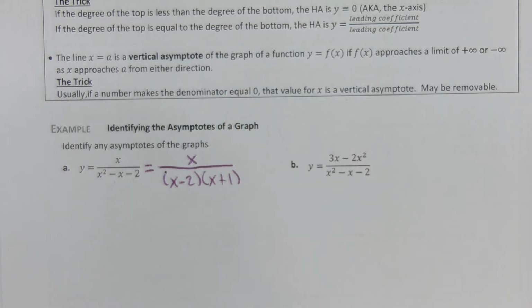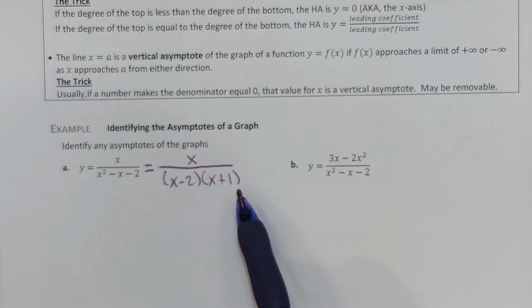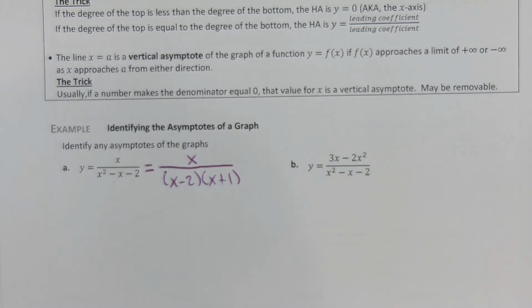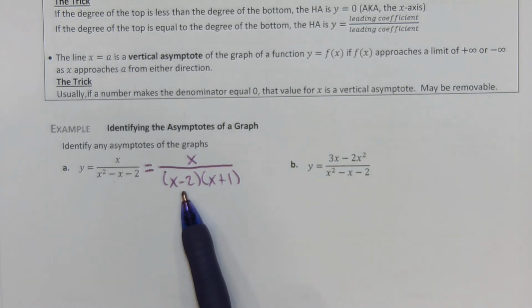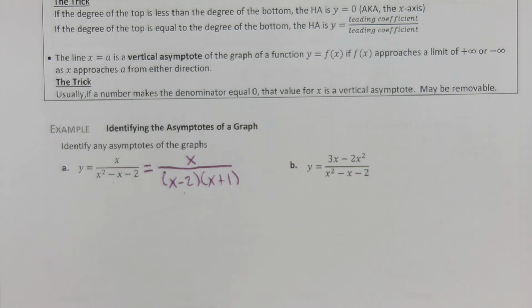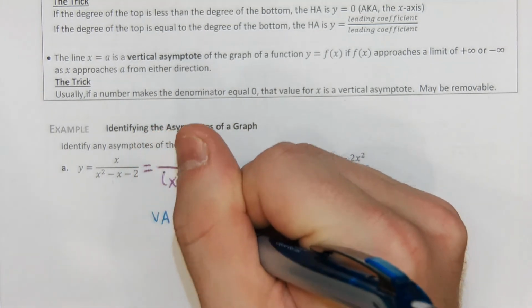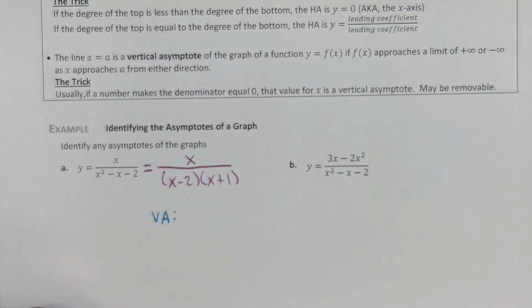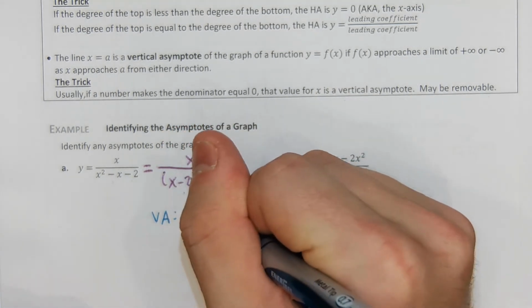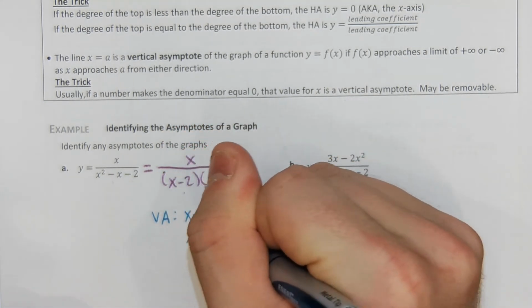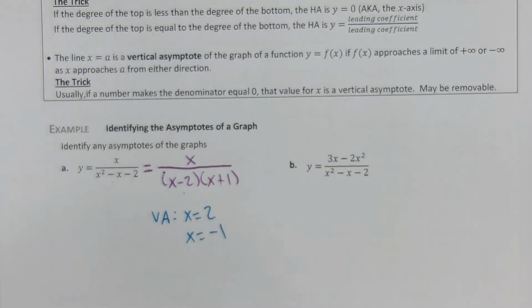We factor because we're trying to see if anything's going to cancel out and create a removable discontinuity. Now, anytime we have a factor on the bottom that has the ability to equal 0, we're going to find vertical asymptotes. So this function has vertical asymptotes at x equals 2 and x equals -1. This graph has two infinite discontinuities, vertical asymptotes. There they are.